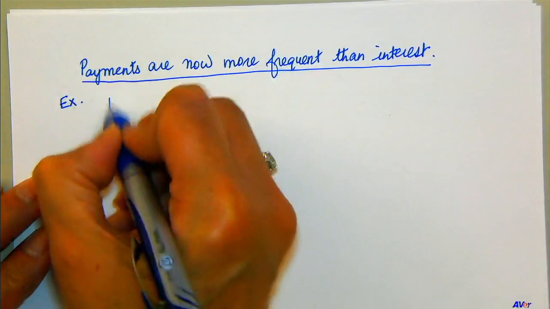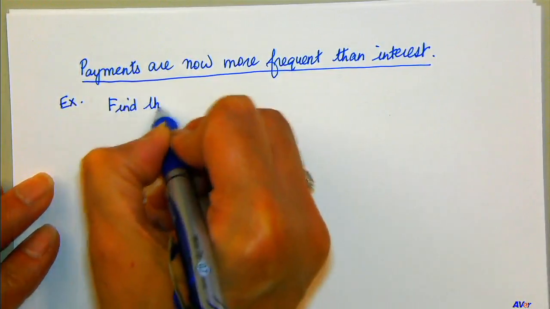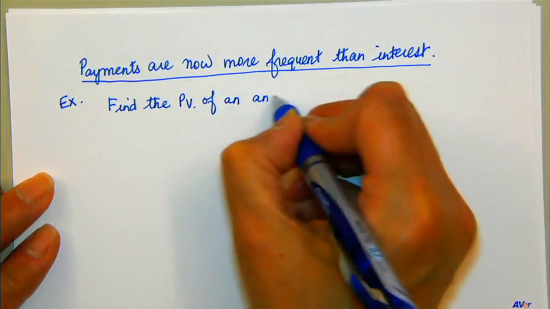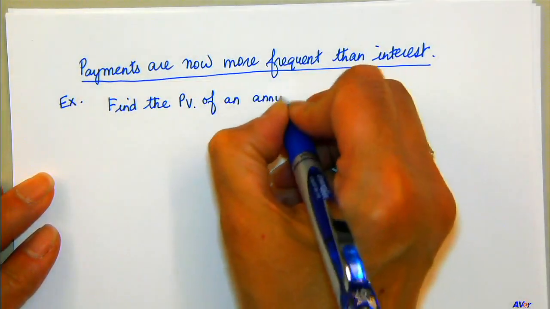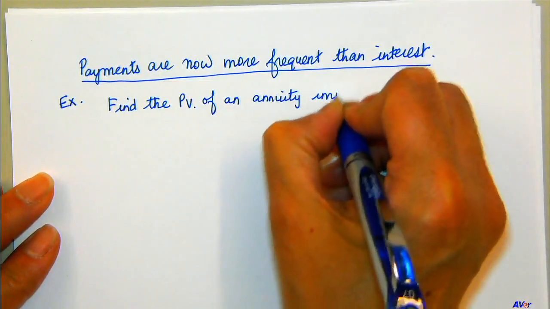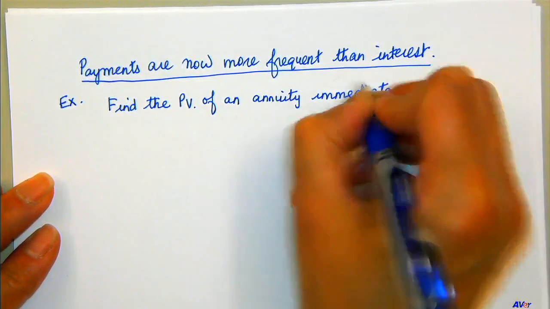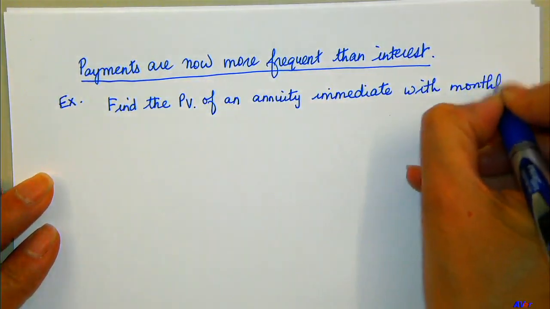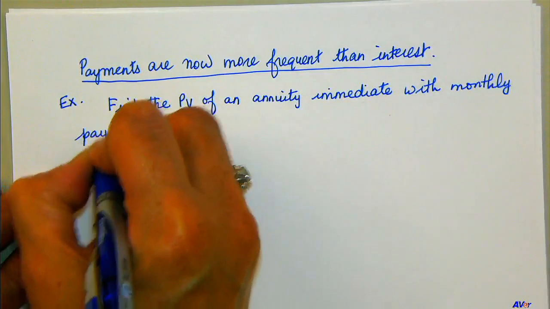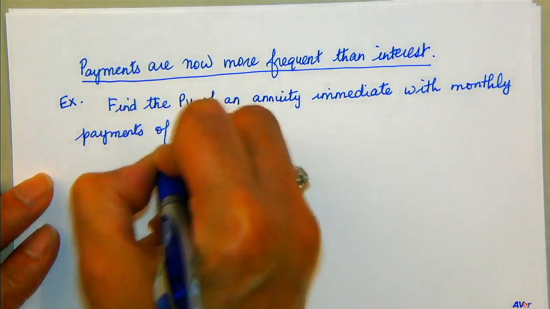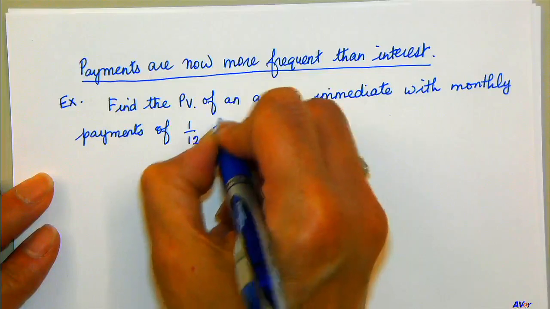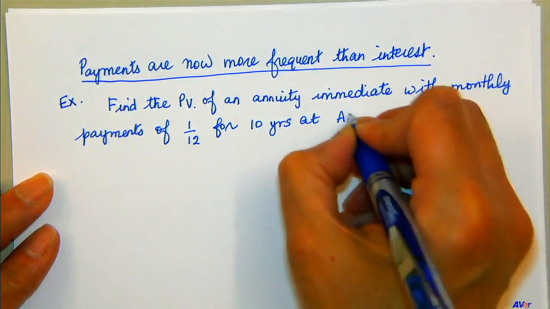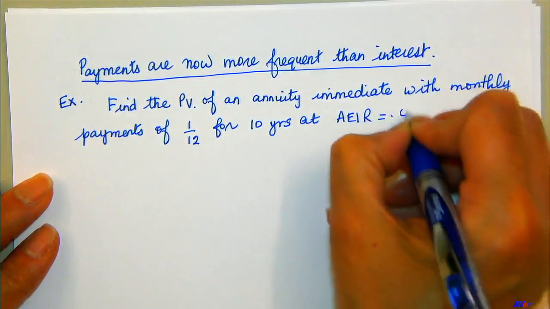Example, find the present value of an annuity immediate with monthly payments of 1 over 12 for 10 years at annual effective interest rate equals 0.05.